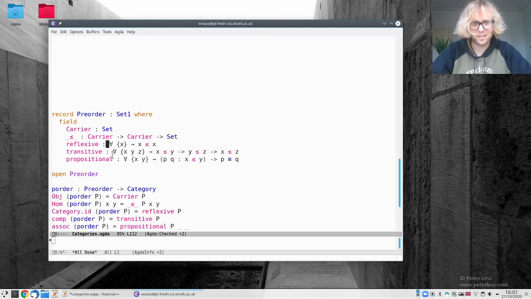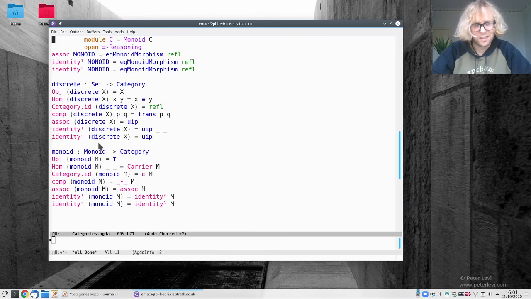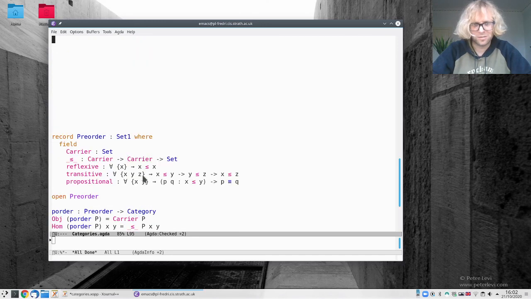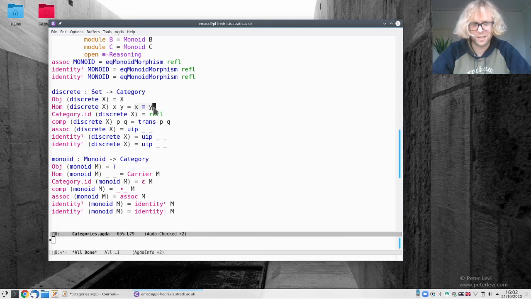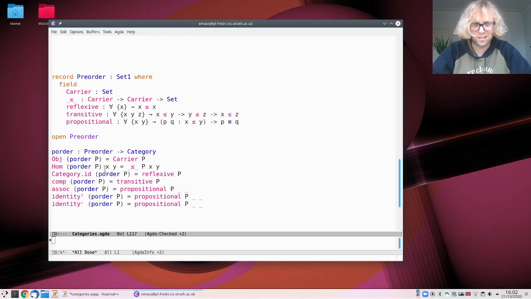So you see that this is not a special case. And if you think about it, this first example we had about discrete categories is actually an instance of this, right? Where the preorder is just given by equality, which indeed is reflexive and transitive. So this is a generalization of that example of discrete categories.